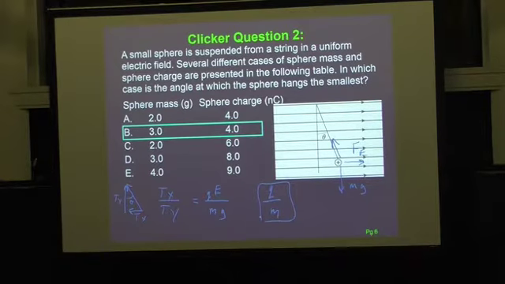If you go through here and divide Q by m, 4 divided by 2 gives a ratio of 2. 4 divided by 3 gives a ratio of 1.33. 6 divided by 3 gives a ratio of 3. You can just do the rest of them: 2.67 is that ratio, and 2.25 is that ratio. So the smallest ratio would be B, which of course is the one we were looking for.